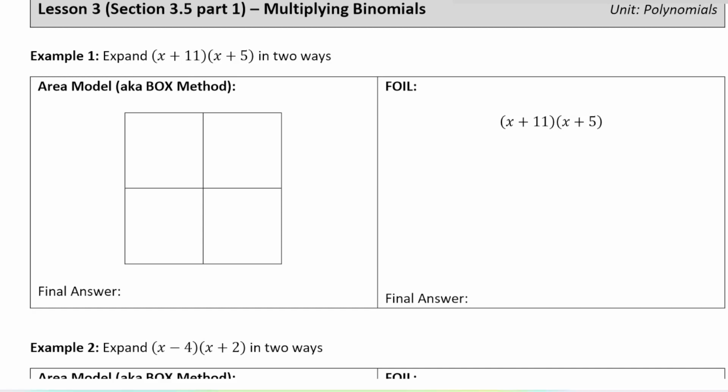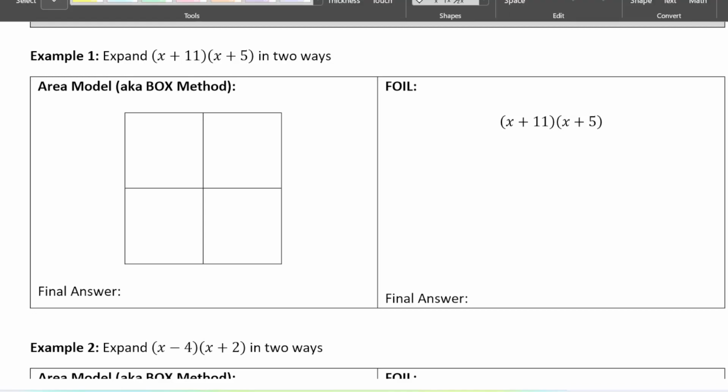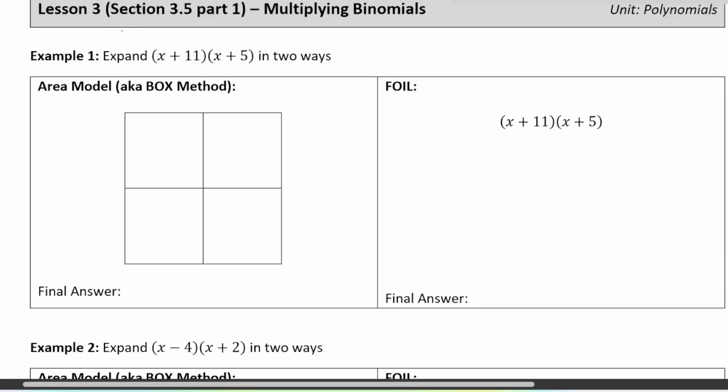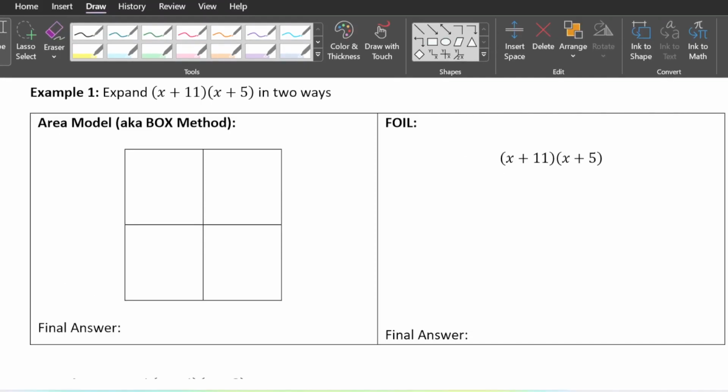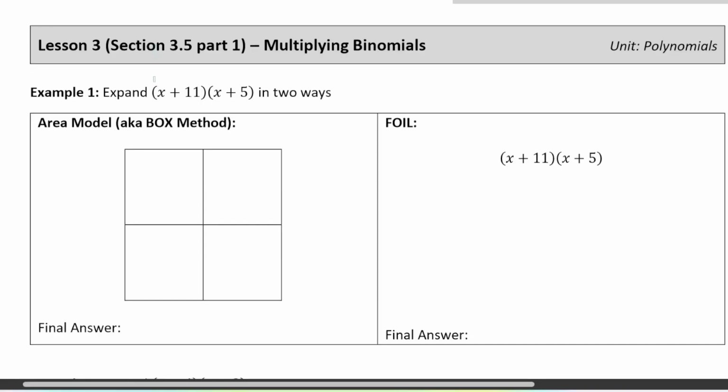Probably the box method is more visual, and I find a lot of students prefer this method at first, but it takes a lot of space and it's a little cumbersome. And so as you get comfortable doing these multiplications, you'll probably switch over to the FOIL method at some point. Okay, so let's practice multiplying a polynomial. So we're going to multiply two polynomials.